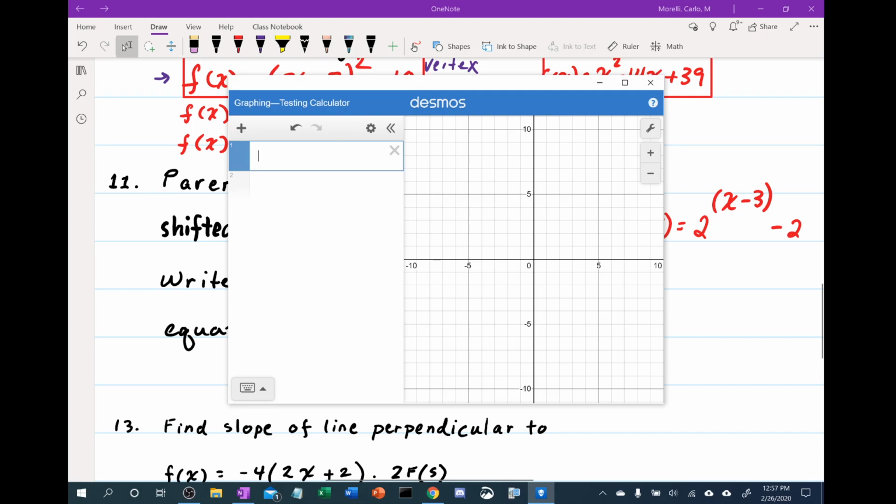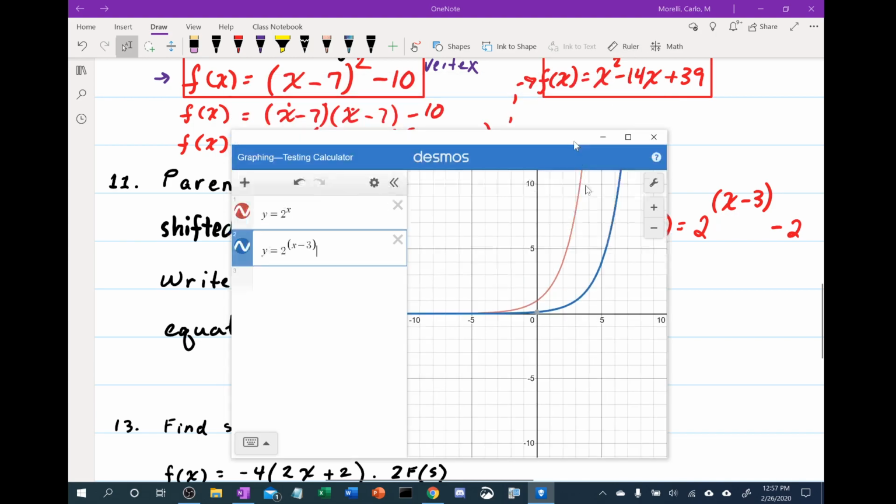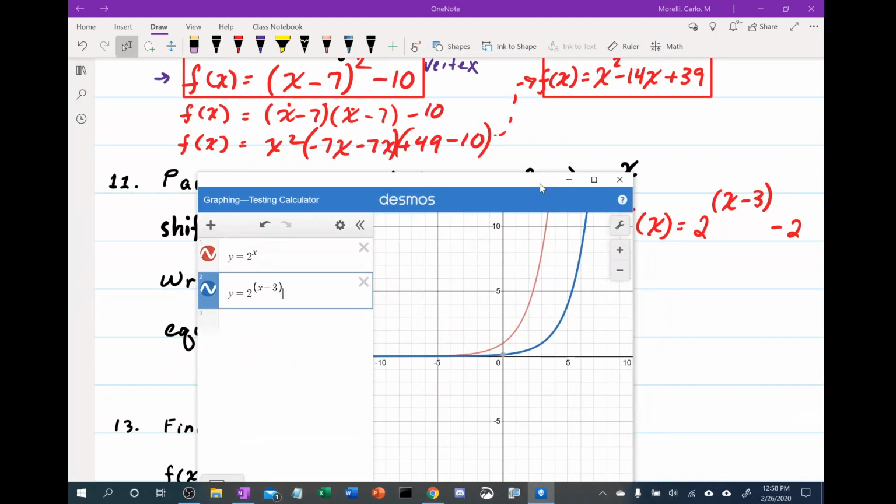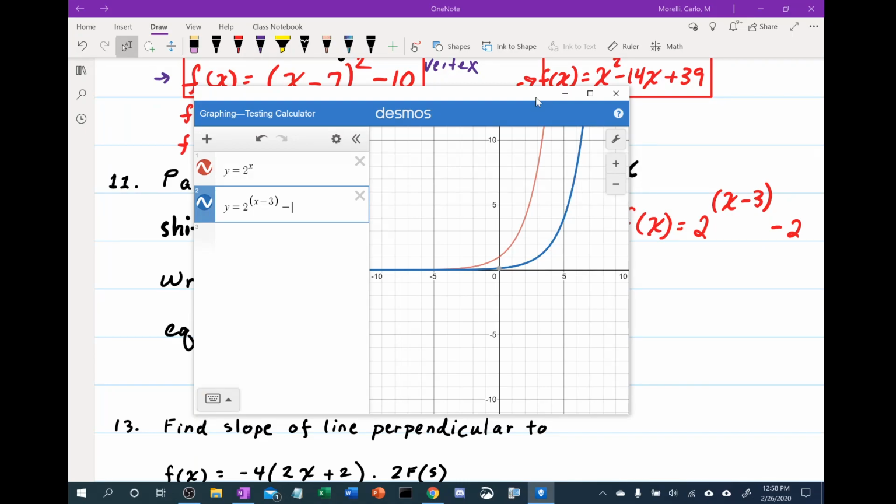Okay, so let's type in the parent function that we were given, y equals 2 raised to the power of x. Now watch what happens. Let's make sure our transformation really did what we said. y equals 2 raised to the power of x minus 3, minus, look what happened. It shifted to the right, and now we're going to shift down 2. Look what happened.